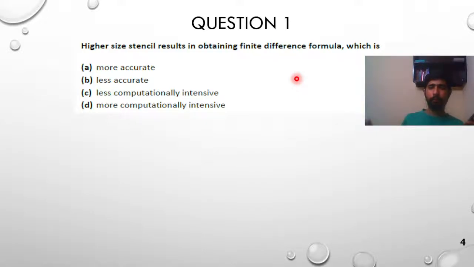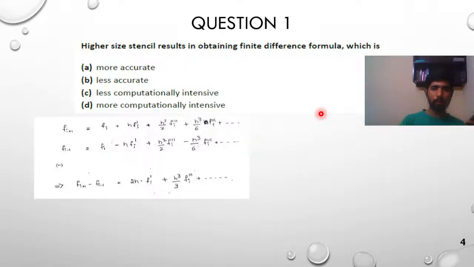Now you need to think like how a computer takes it. It needs to take different function values and do the summation. So definitely when you have a highest stencil size, it takes more computational time, because it has to add up many more terms. So it is more computationally intensive. The fourth option is definitely correct. Let us see what happens to the accuracy.